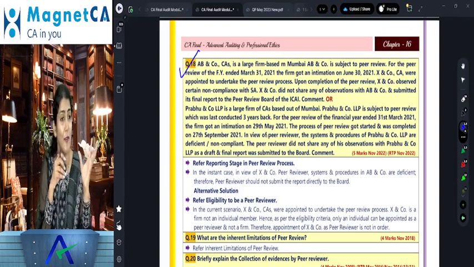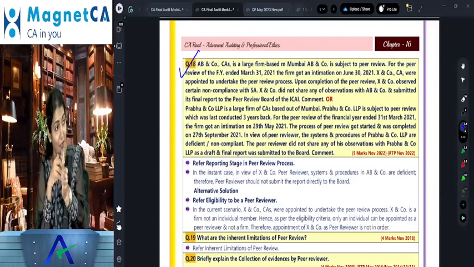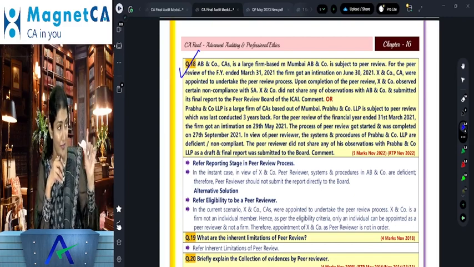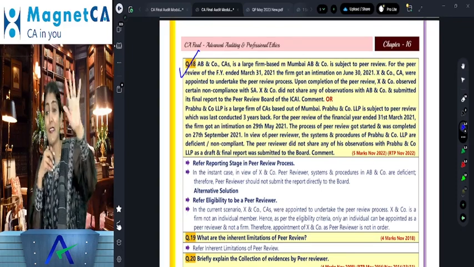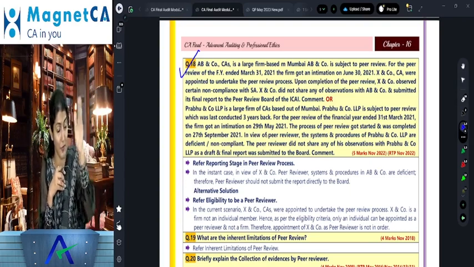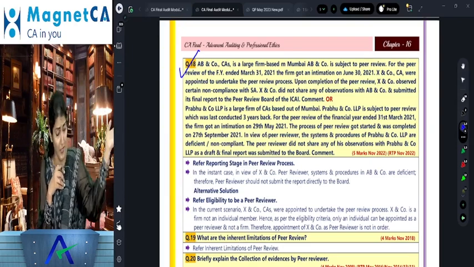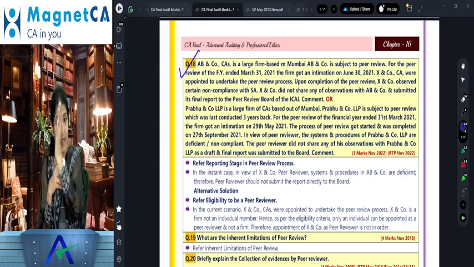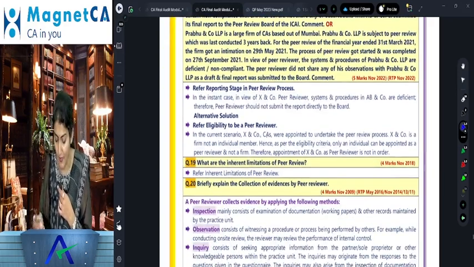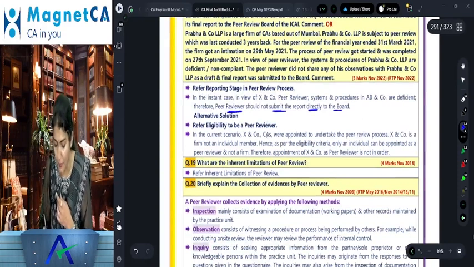No, no, no, no. Whenever you have any findings, you first need to give the preliminary report to the practice unit. Get their response within 2 working days. And if you are satisfied or not satisfied, accordingly you issue the peer review report to the peer review board. You cannot issue the peer review report directly to the peer review board when you have any findings. If you had not had any findings, had their system been adequate, then you could have issued the final report to the peer review board and also sent a copy to the practice unit. But because here there are findings, first the preliminary report, then the submissions, that is the response, and then satisfied or not satisfied with the responses. Are you understanding that? Okay. Right, so one, they say in the instant case, AB and Company are deficient, the peer reviewer should not submit the report directly to the board.